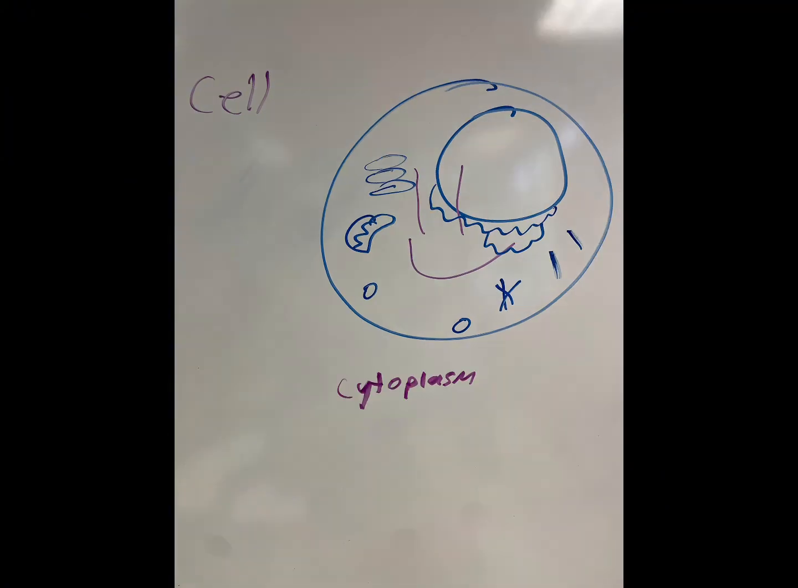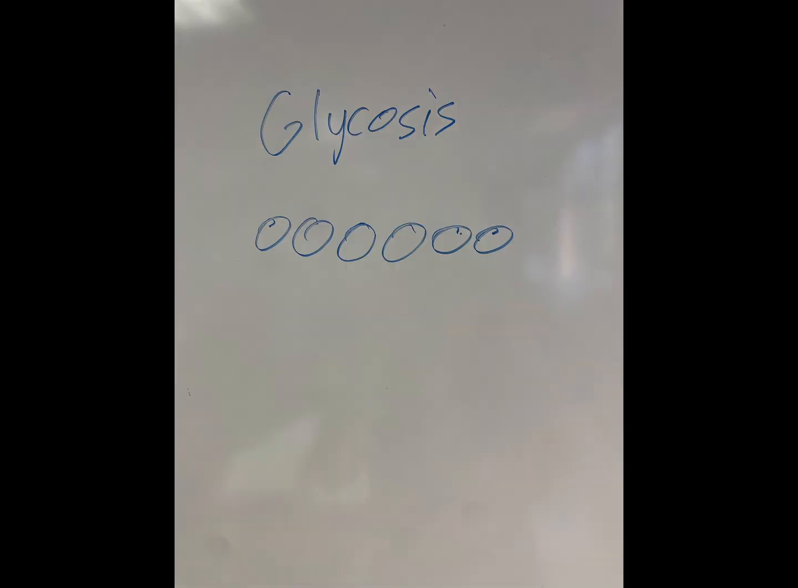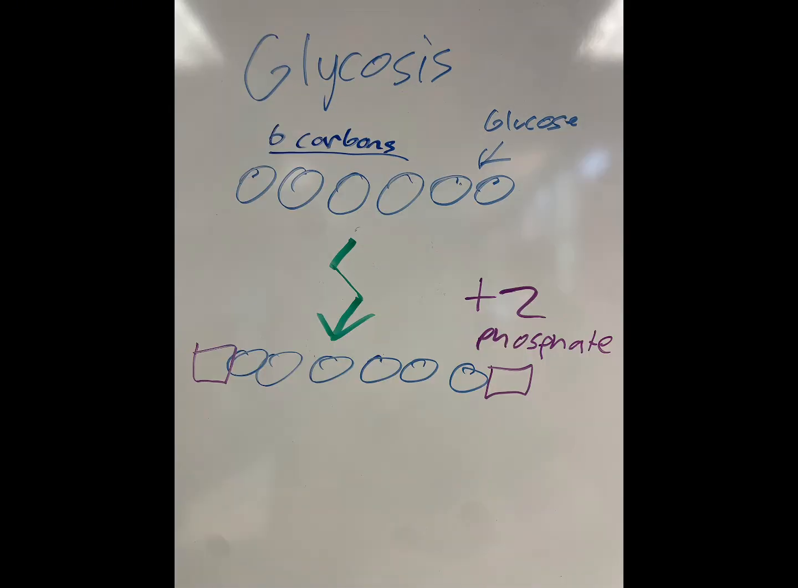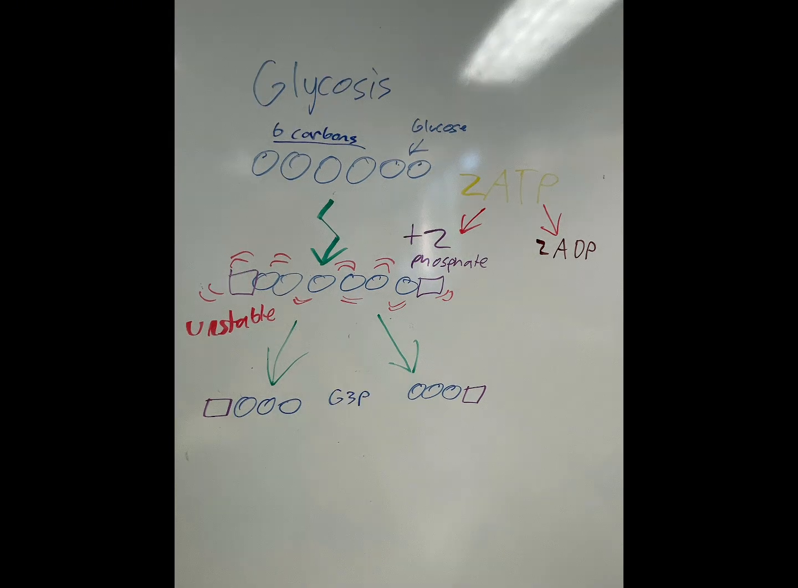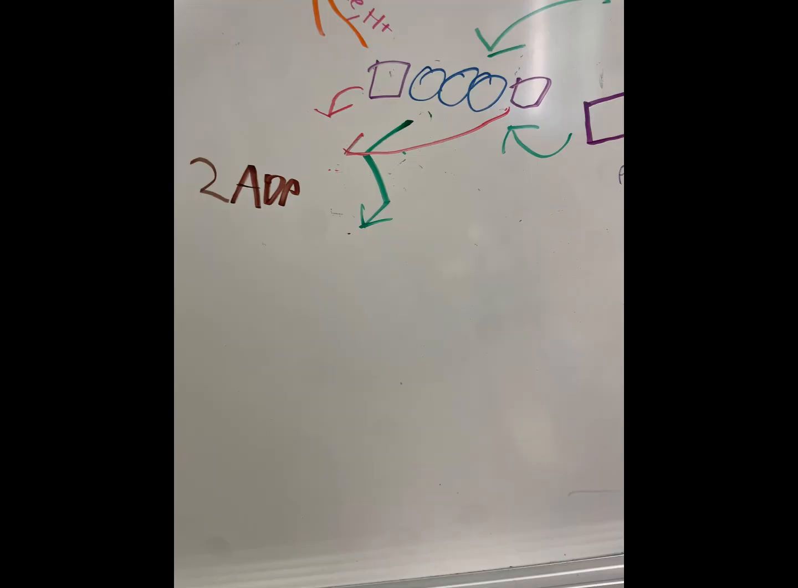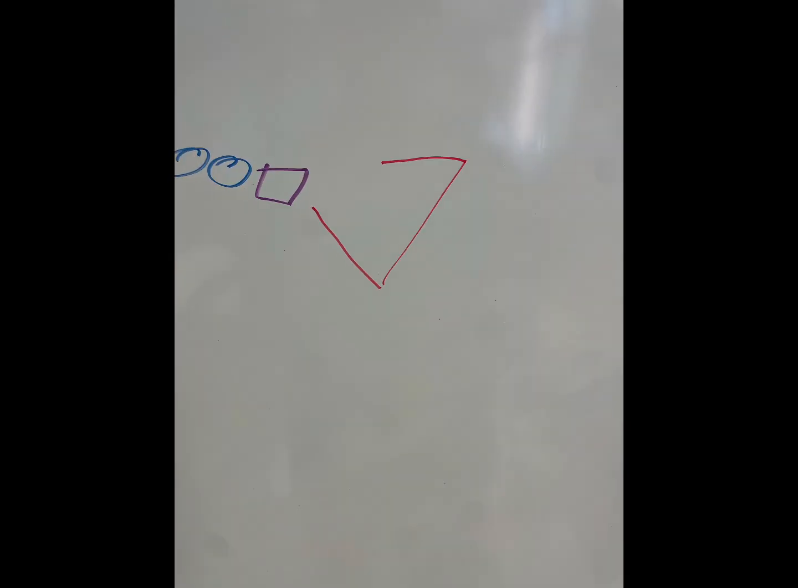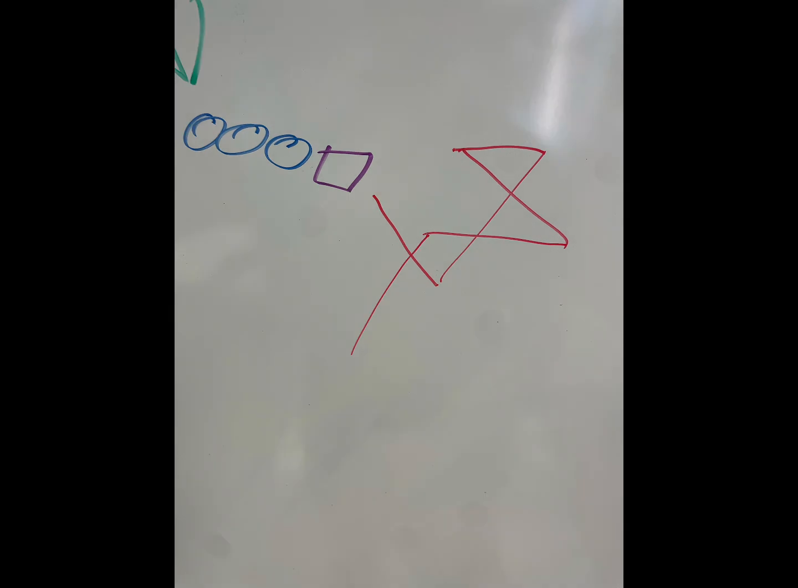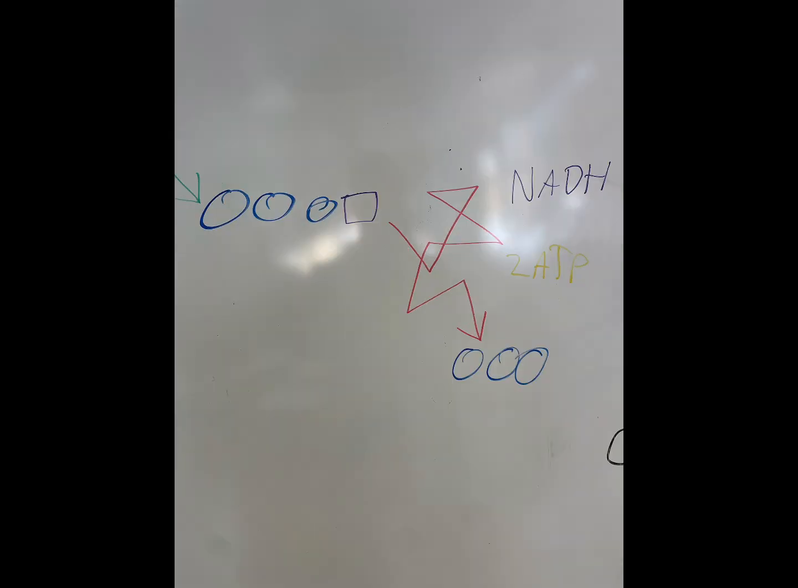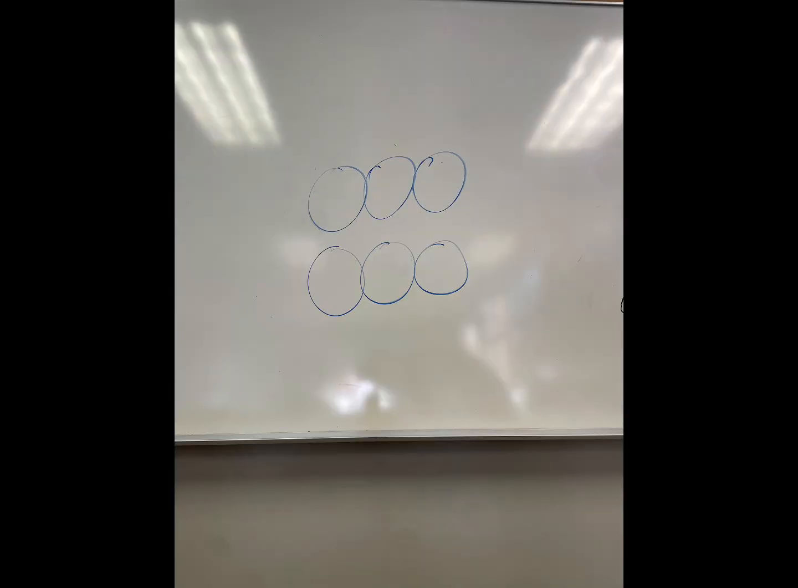It all starts in the cytoplasm. That's where it all happens. Glycolysis starts with 6 carbons, and 2 phosphates are added, causing 2 ATPs, which split it up into 2 3-carbon atoms, pyruvate. Then NAD plus takes an electron and a proton and turns into NADH.